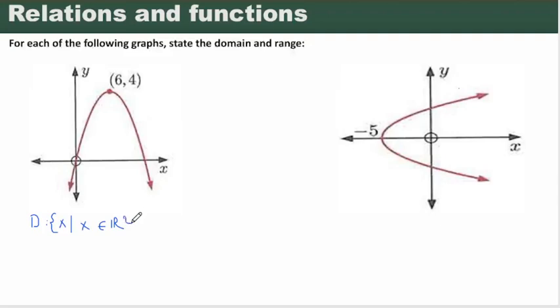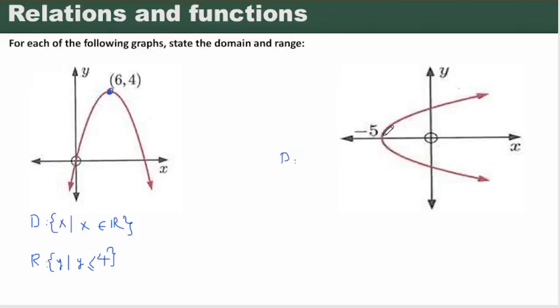Now for the range, that is shown on the vertical line or vertical axis. I say the set of all y such that y goes from positive 4 down to negative infinity. So I say y is less than or equal to 4. We see the filled circle here, so equal 4. It's my range.